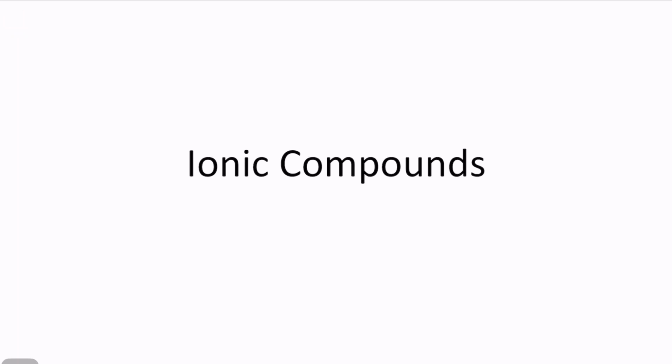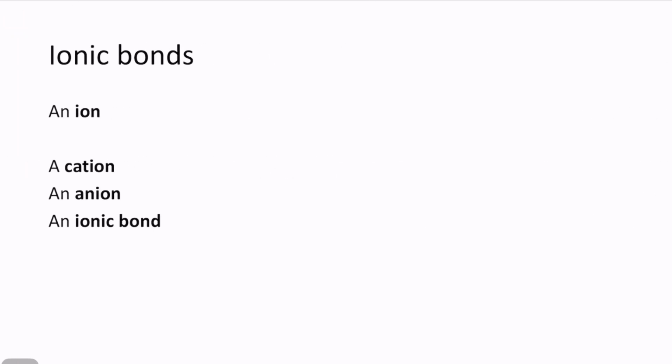In this video, we are going to talk about ionic compounds. In order to talk about ionic compounds, we need to talk about ions first. So, an ion is a charged atom. And the only way atoms can become charged is if they gain or lose electrons.